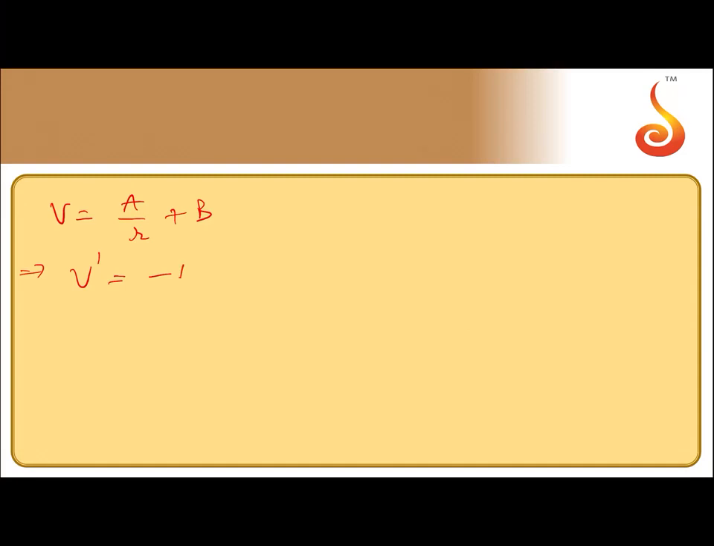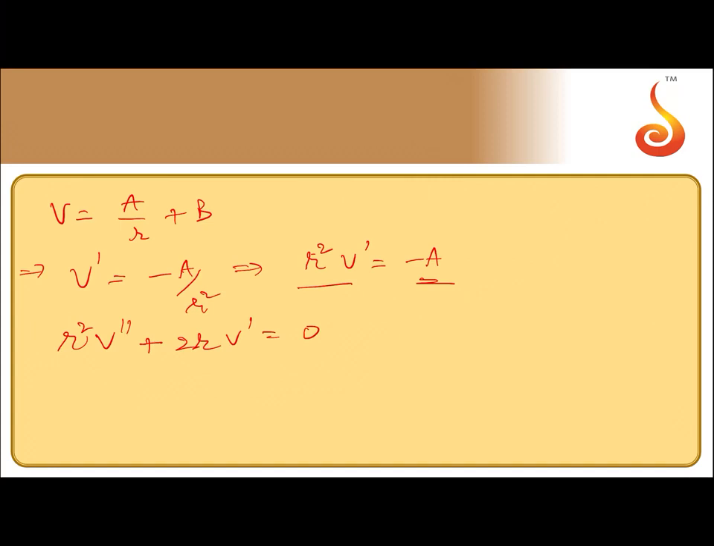Differentiating once with respect to R, you will be getting minus A by R square plus 0. Why don't you bring R square to the left hand side and differentiate now? You get R square V dash is equal to minus A. When you find the derivative of the right hand side, A will also be eliminated. Keeping R square as it is, V dash derivative is V double dash, and R derivative is 2R multiplied by V dash is equal to 0.